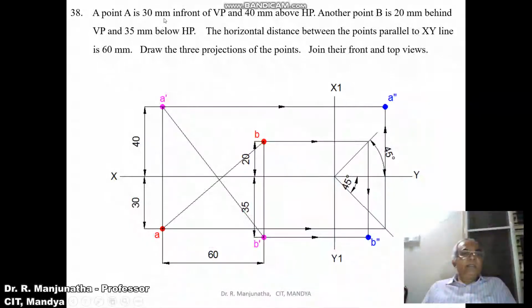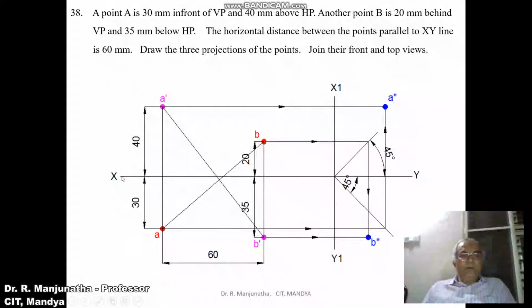Point capital A is 30 mm in front of VP and 40 mm above HP. Another point capital B is 20 mm behind VP and 35 mm below HP. The horizontal distance between the points parallel to XY line is 60 mm. Draw the three projections of the points and join their front and top views.